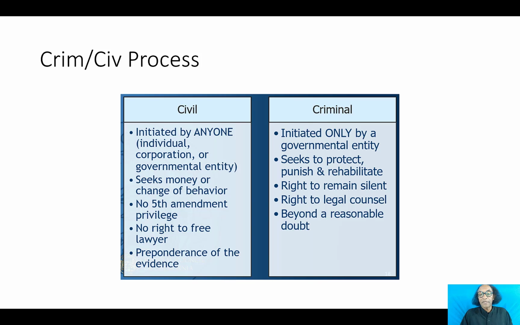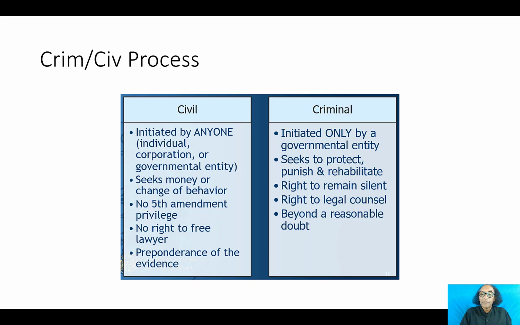Now, in a criminal case, you should keep in mind that the criminal case can only be initiated by a governmental entity. So for federal cases, as we've seen, it's the U.S. Attorney's Office, and in a state case, it could be the local district attorney or the state's attorney general's office that can bring a criminal action.